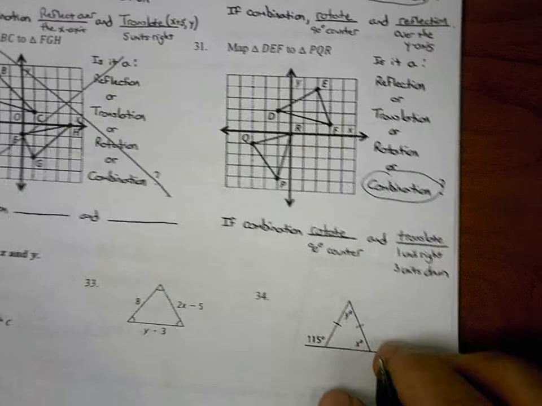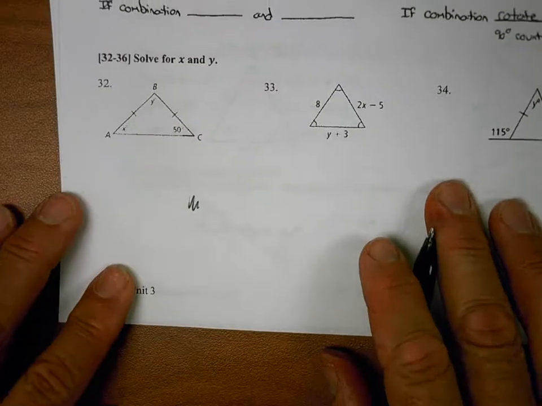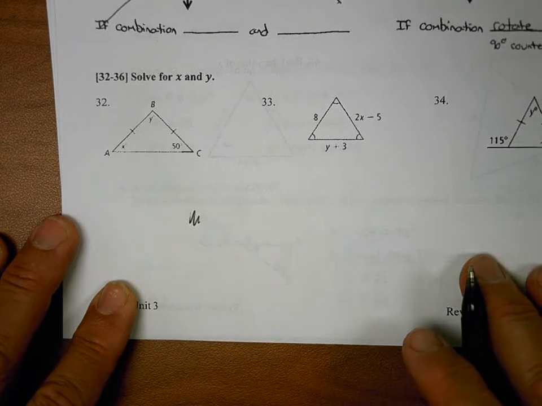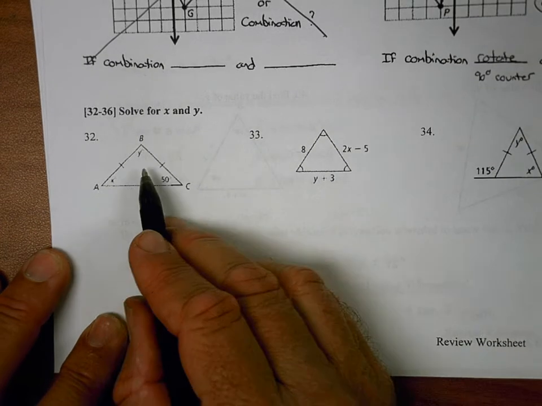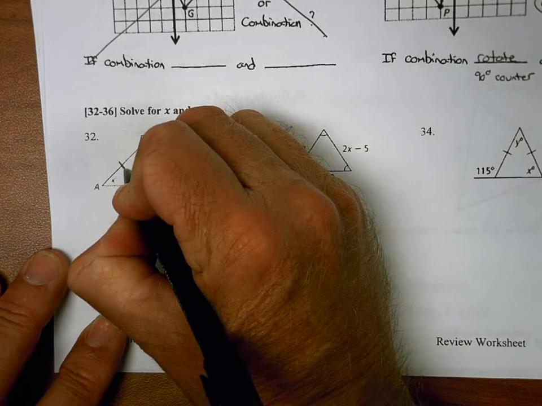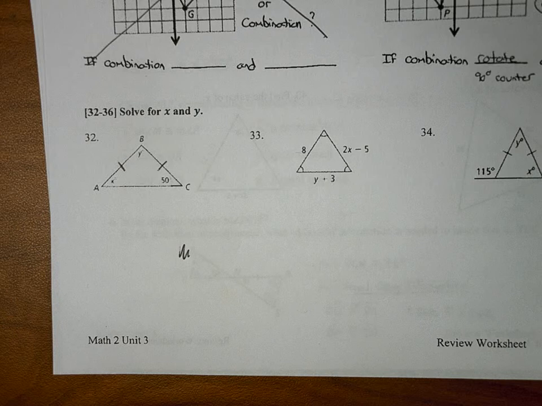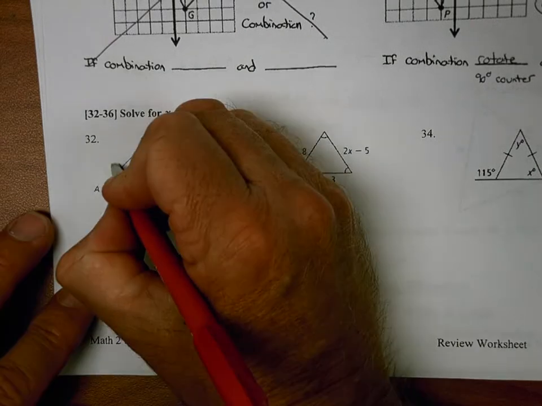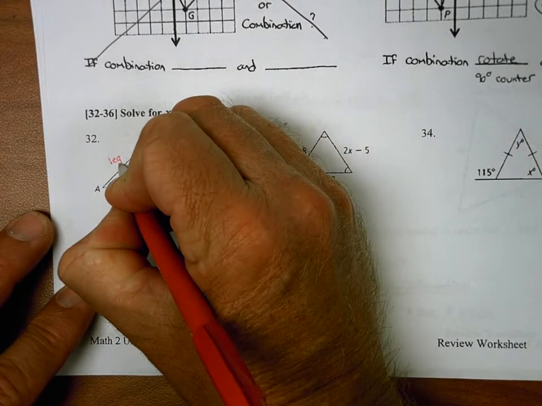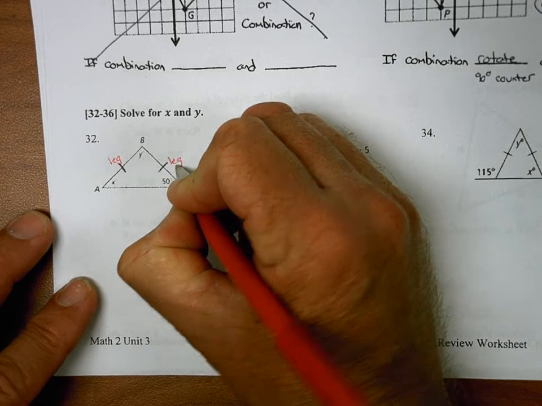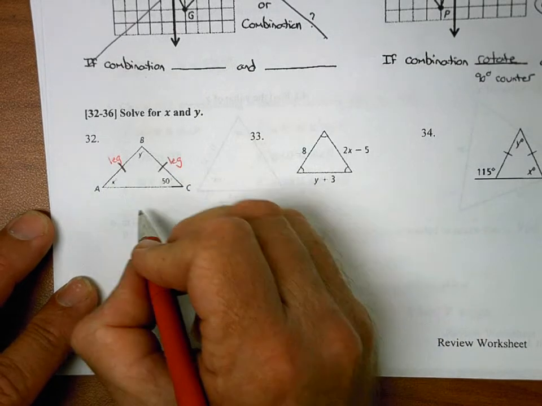All right, moving on to number 32. We're going to solve for x. Make sure you can see it, and then we're going to solve for y. So you notice in number 32, we know that those two sides are equal to each other. Okay, so this is an isosceles triangle. That would make those two sides the legs. Remember, the legs are the equal sides in an isosceles triangle.